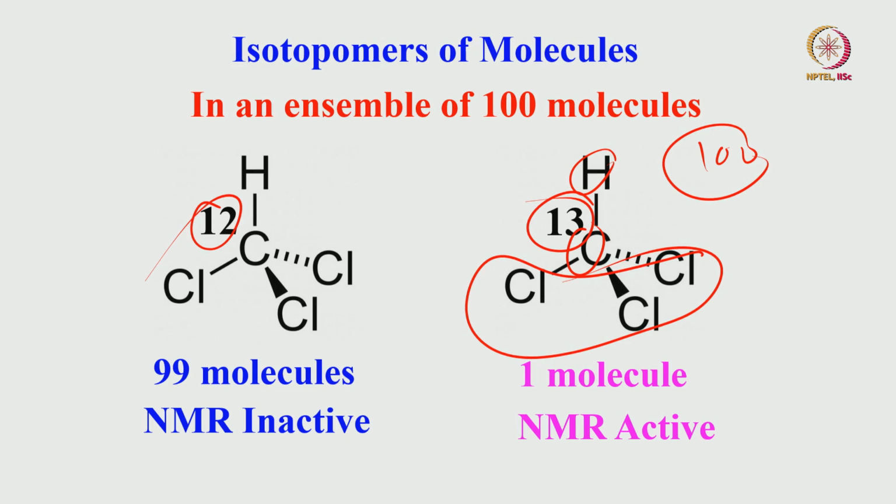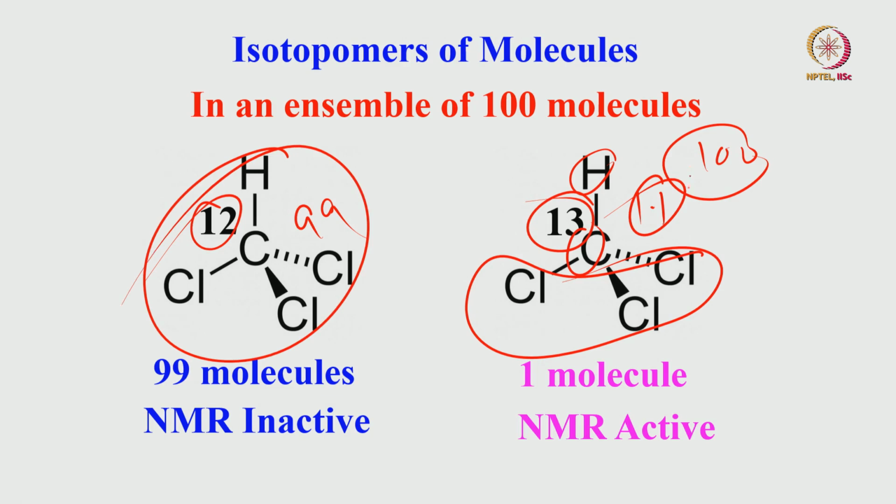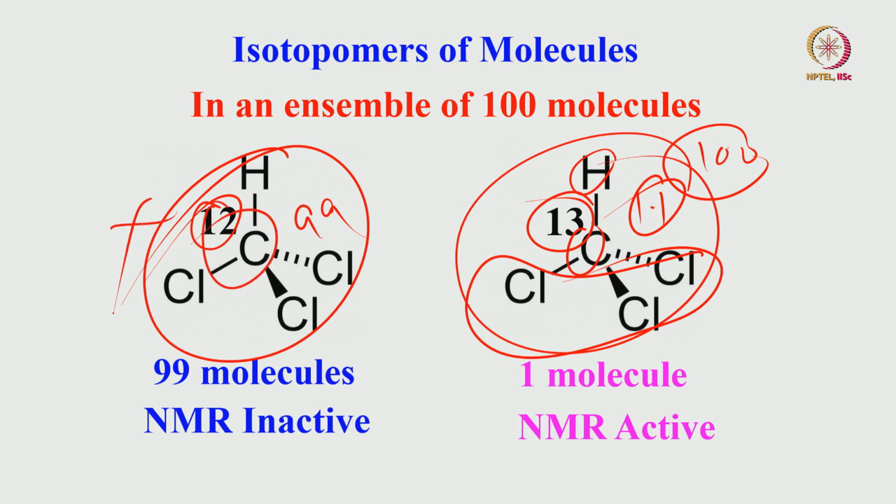Carbon has 2 isotopes. Forget about carbon 14. This is 99% abundant. This is 1.1%, 1% you take it. So, if I have 100 molecules, 99 molecules are carbon 12 and 1 molecule is carbon 13. That means this carbon 12 will not give the signal at all. Only the proton will give a signal.